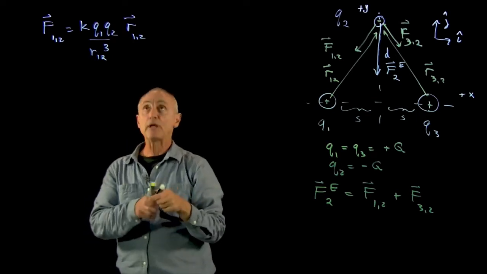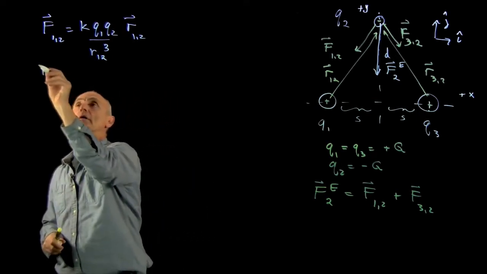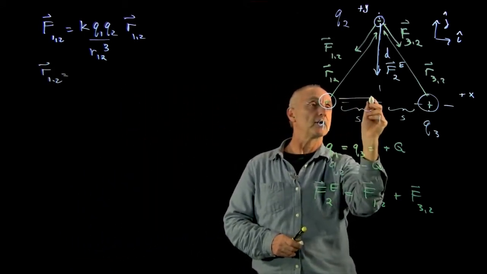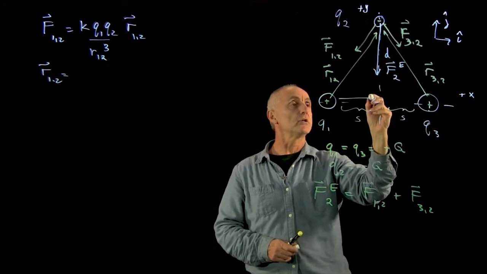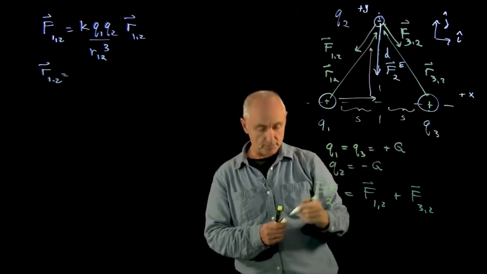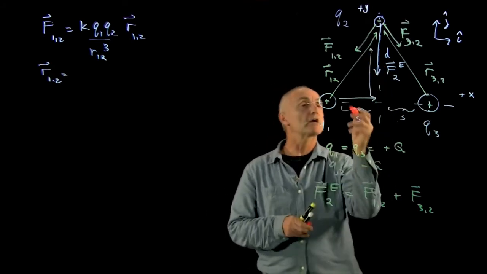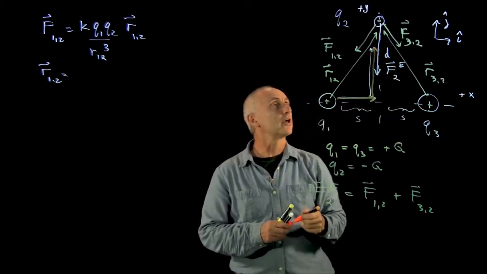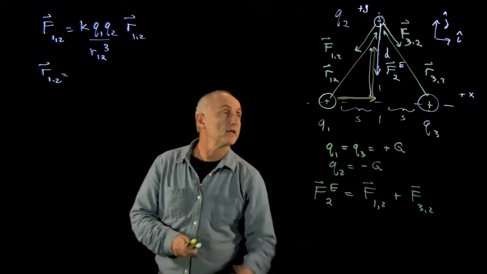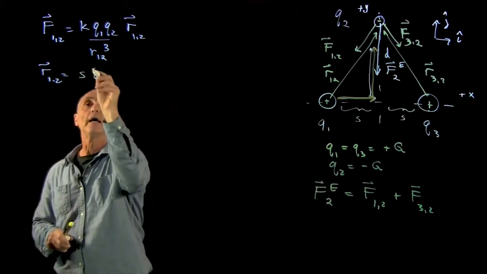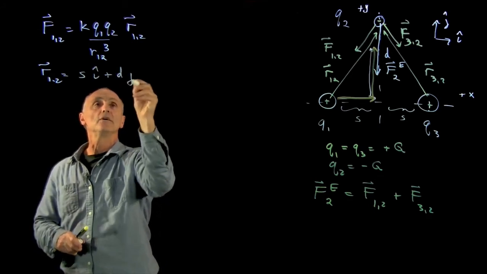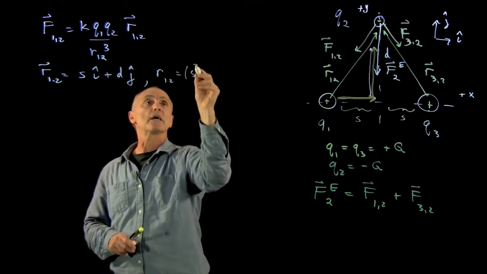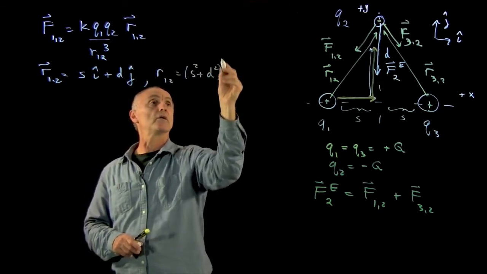And now we can express that vector, r1,2, in our coordinate system. That vector has a component in the positive i hat direction and a component in the positive j hat direction. If we try to use a different color in here, there's a lot of arrows, but you see the point that this is equal to s i hat plus d j hat, and the distance r1,2 is just s squared plus d squared to the 1/2.